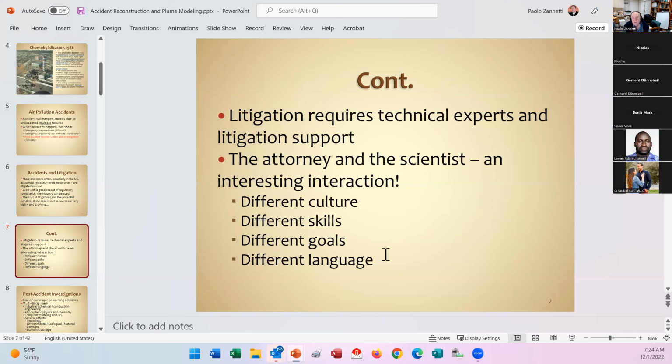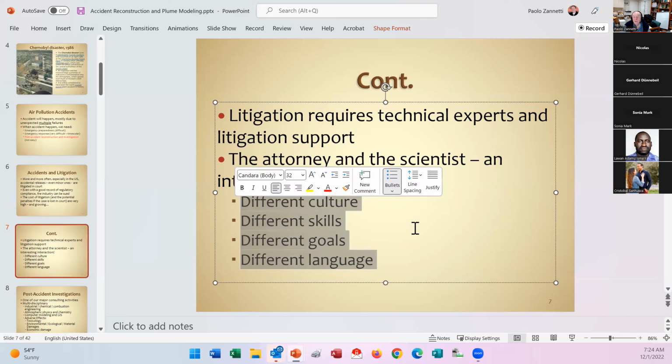Because it's not enough to be a good scientist to be a good litigation scientist. It's not enough to be careful, not making mistakes, being honest. You have to know the environment you work with. If you do litigation, you will interact with attorneys. Attorneys are not scientists, and scientists are not attorneys. So we are talking about two different worlds, two different cultures, different skills, different goals, different language.